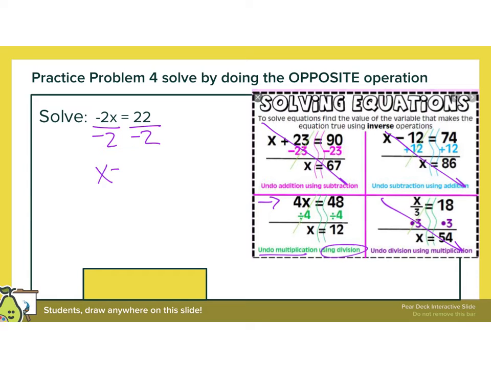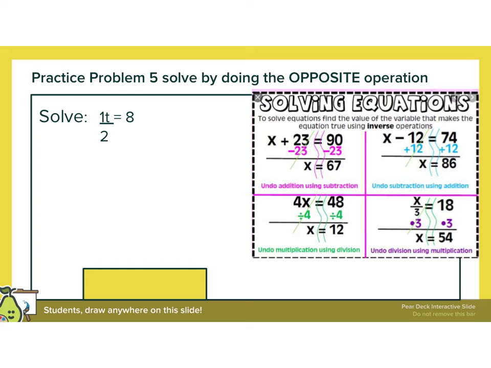So x equals 2, 4, 6, 8, 10, 12, 14, 16, 18, 20, 22. X equals 11. Oh, but I divided by a negative, so it's negative 11. Remember, in multiplication and division, if one of them is negative, the answer is negative. If both of them are negative, the answer would have been positive.